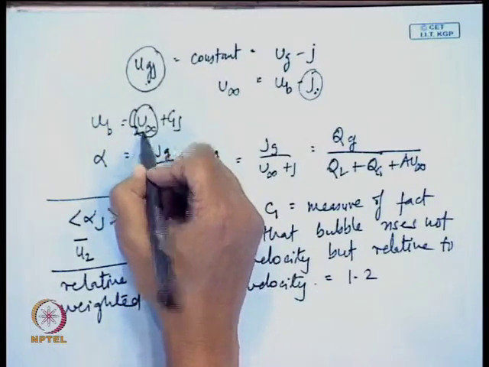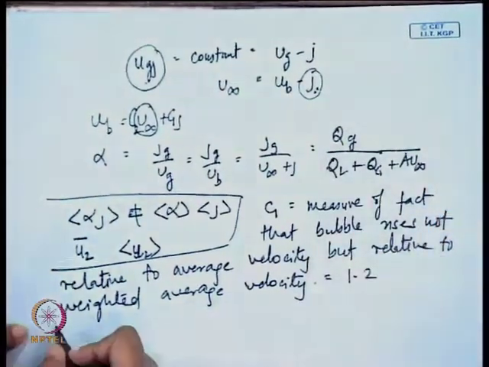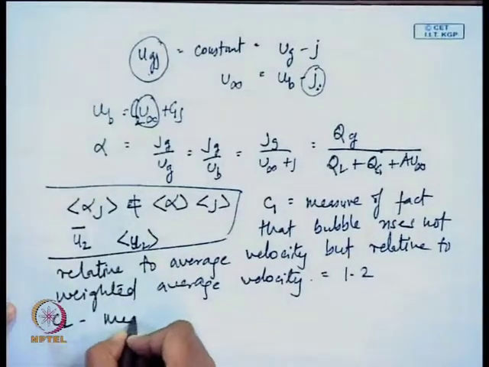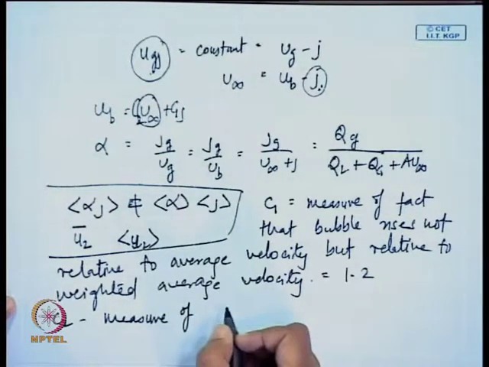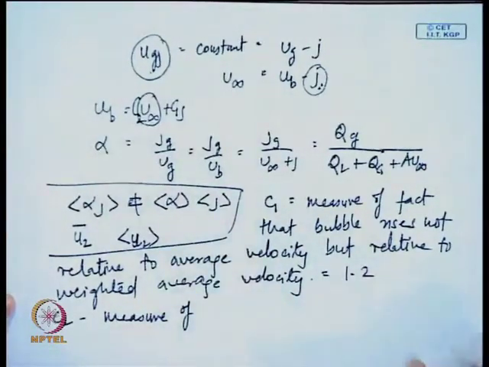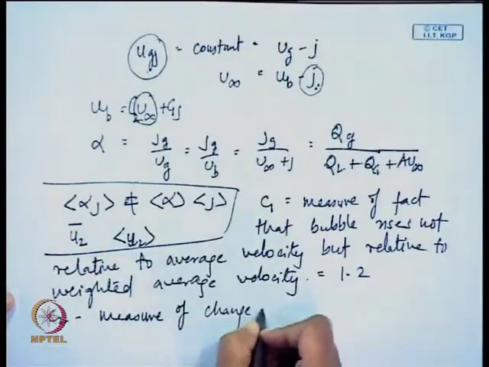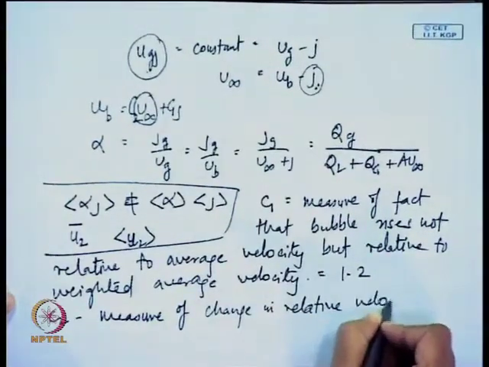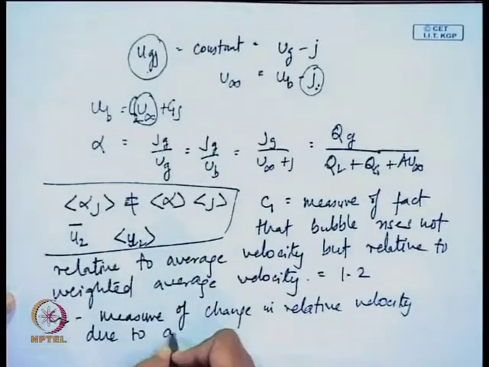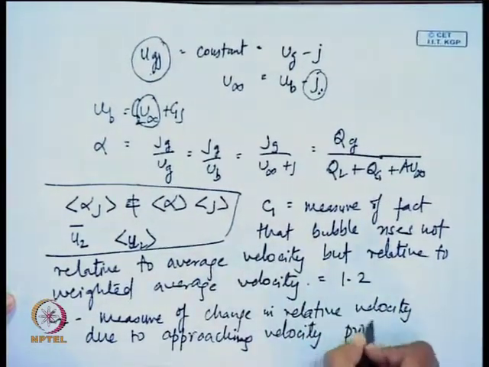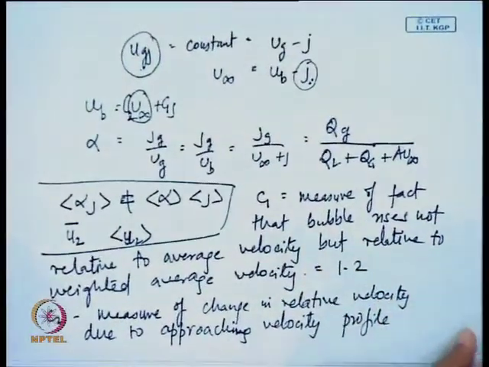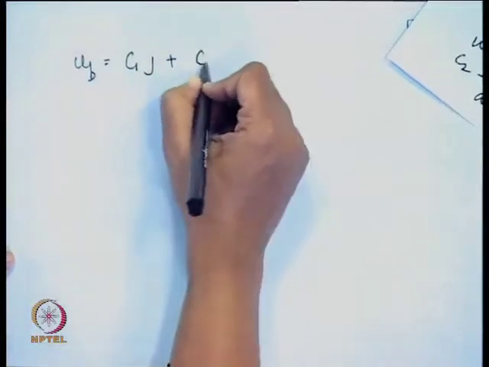This is corrected by a particular correction factor, say C2. You will get these in books, but probably not in the form that I am teaching you. In the books, it is slightly more haphazard. That is what I have felt. So if you follow the notes and then refer to the book, it will probably be simpler for you to follow. We find that C2 is a measure of change in relative velocity due to the approaching velocity profile. So finally, this UB becomes C1J plus C2U infinity.